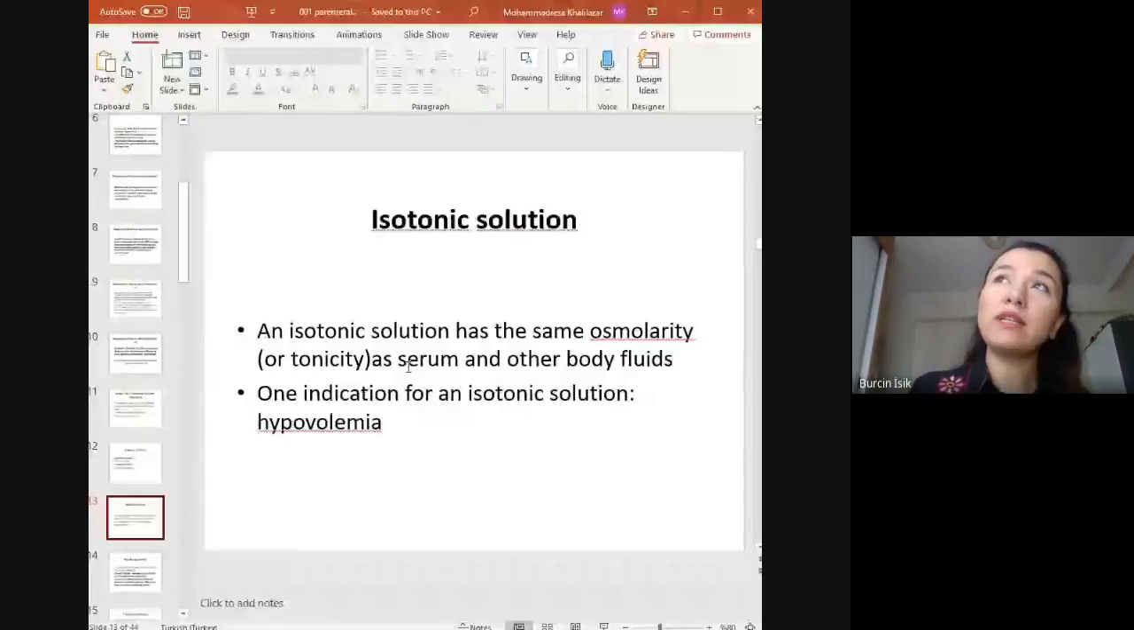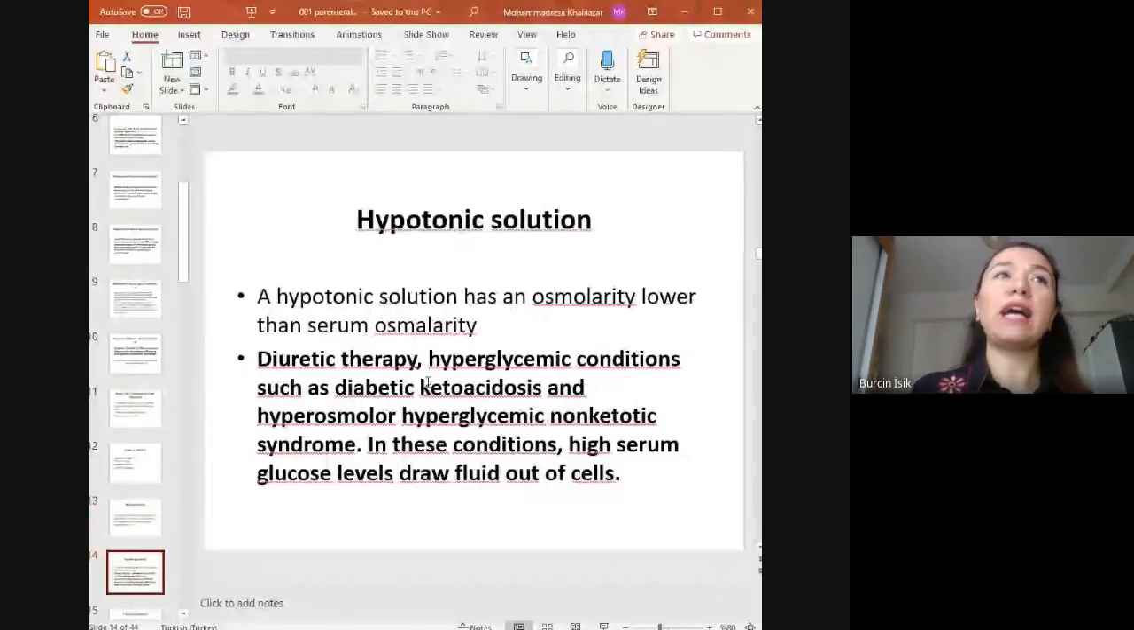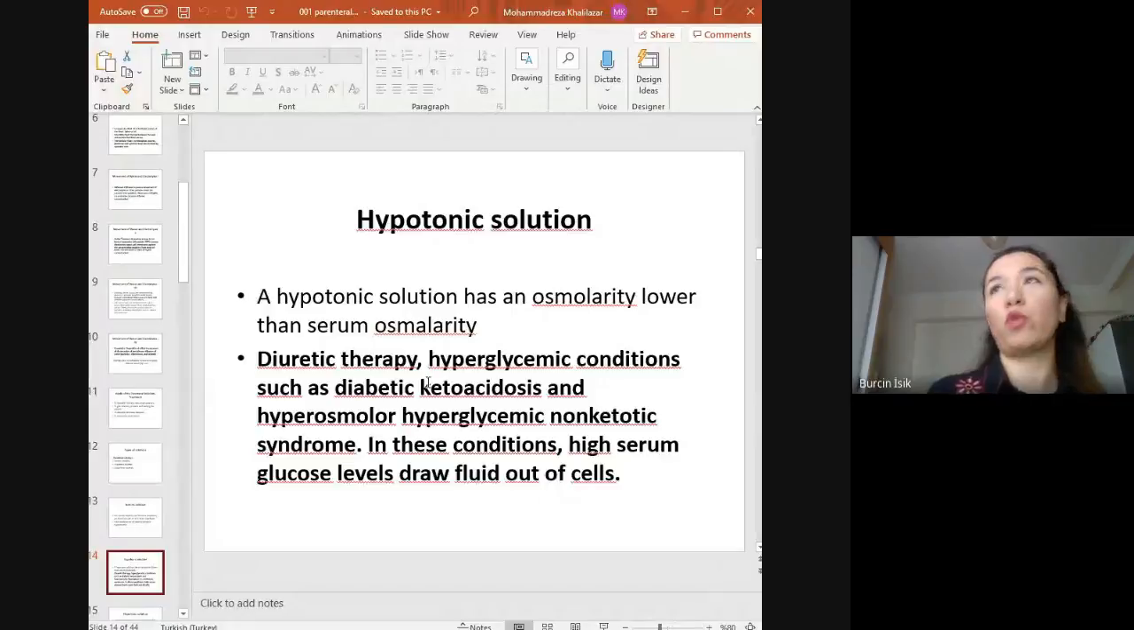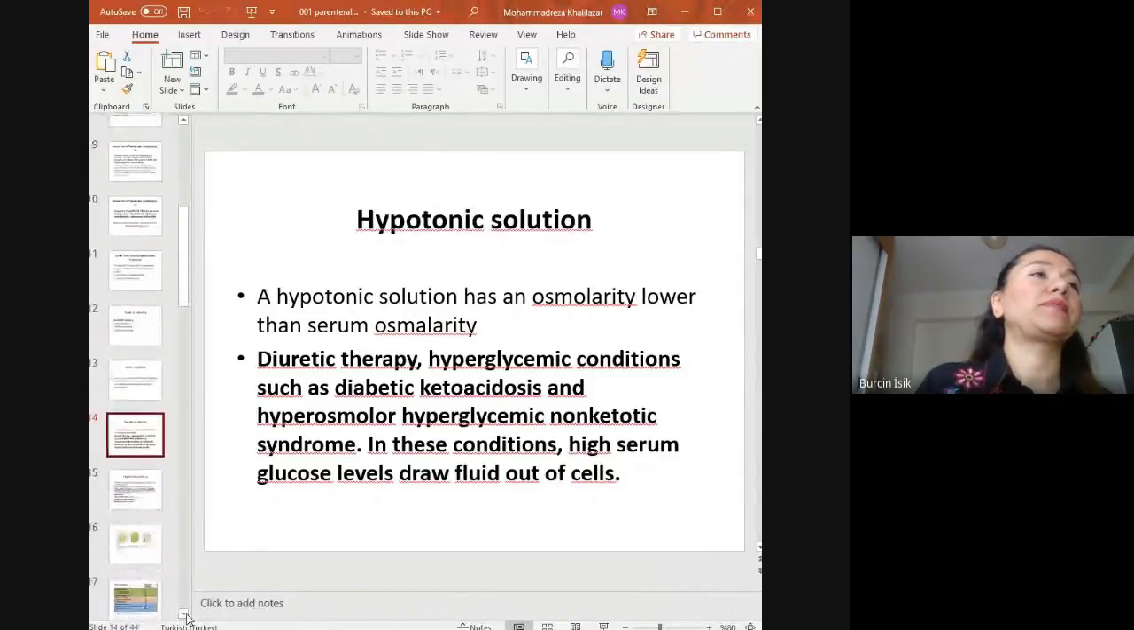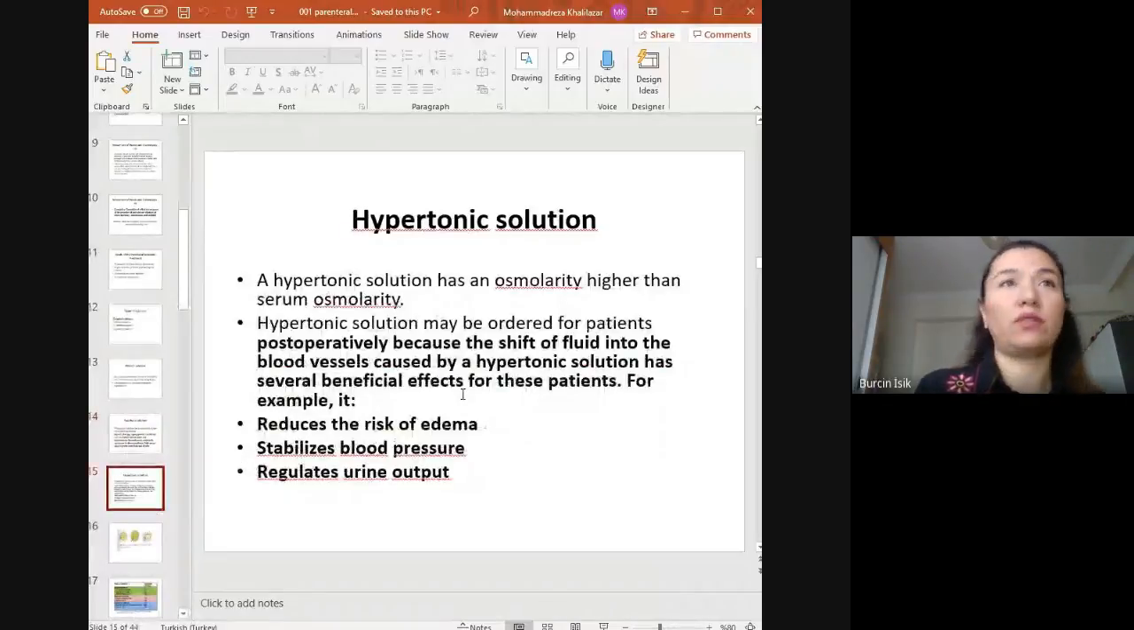The hypotonic solution has lower osmolality than the serum, so we use that, for example, in high serum glucose levels. And hypertonic solutions have higher osmolality than the serum. For example, in risk of edema, regular urine output, we use this type of solution.